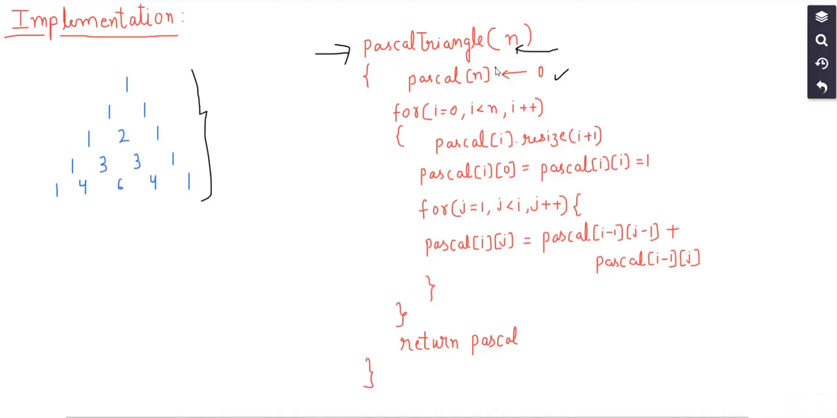So here we run a loop that runs from 0 to n-1, representing the indices of each row, and for each row we add a vector of size i plus 1. So if it is the first row, we add a vector of size 1. If it is the second row, we add a vector of size 2. A vector is basically a dynamic array.